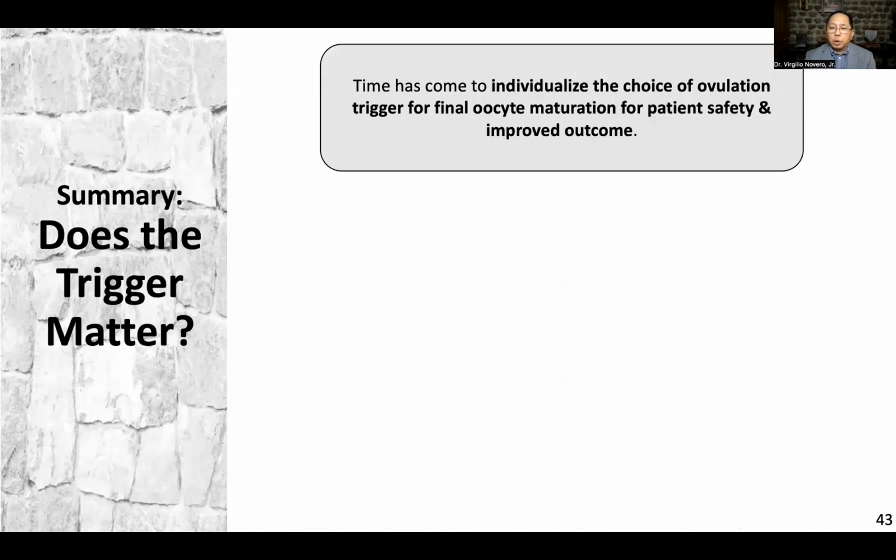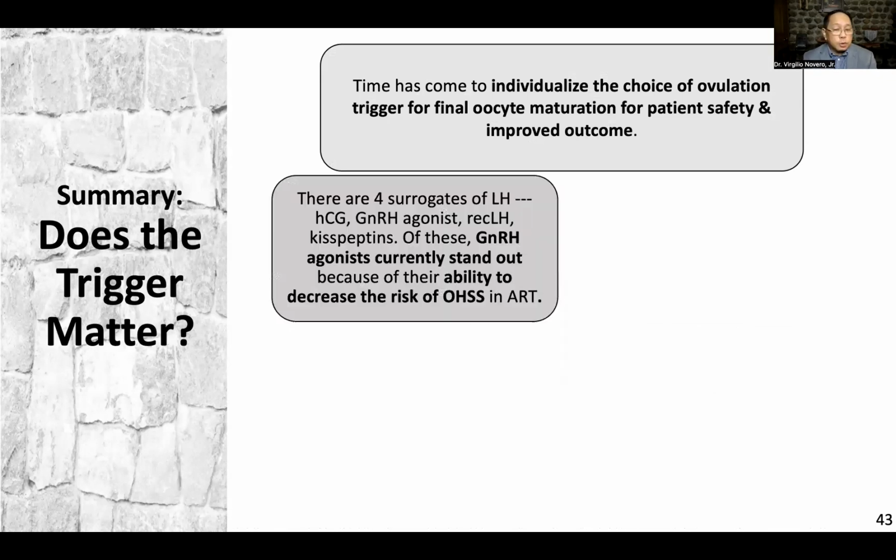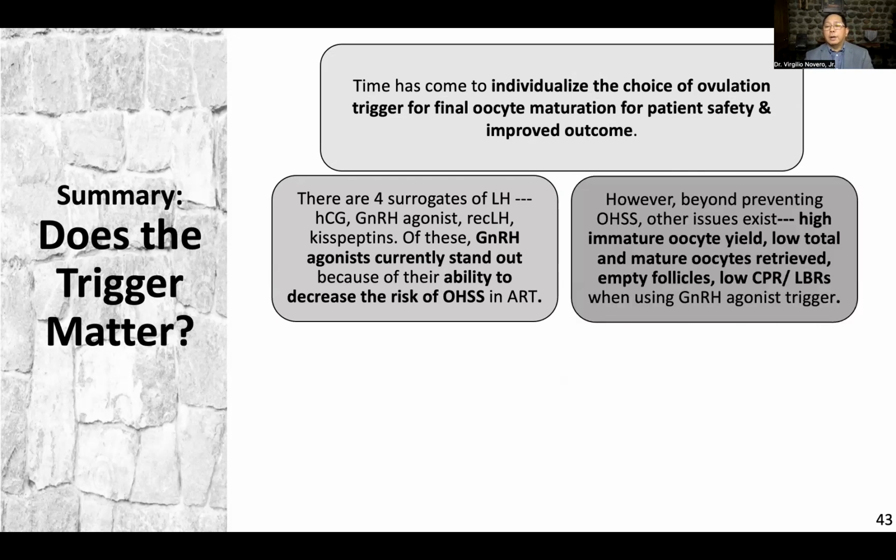In summary, time has come to individualize the choice of ovulation triggers for final oocyte maturation for patient safety and improved outcome. There are 4 surrogates of LH that can be used: HCG, GnRH agonist, recombinant LH, and kisspeptins. Of these, GnRH agonists stand out because of their ability to decrease the risk of OHSS in ART. However, beyond preventing OHSS, there are other issues to control: high immature oocyte yield, low total and mature oocytes retrieved, empty follicles, and low CPRs and low live birth rate when using your GnRH agonist trigger.